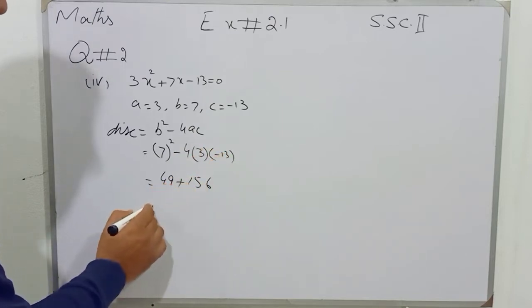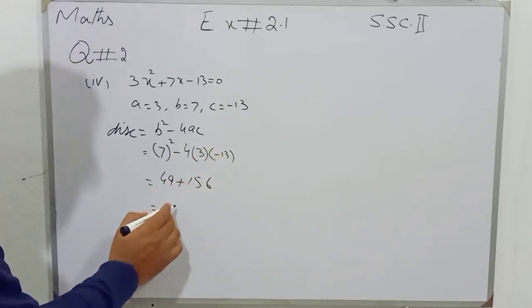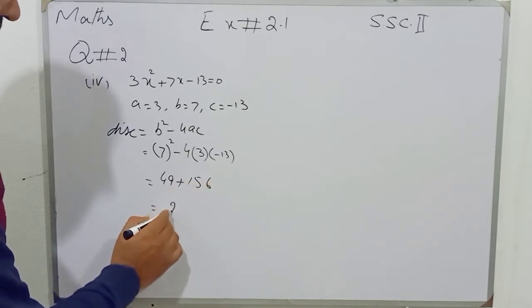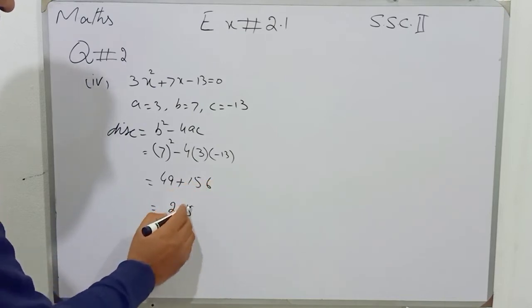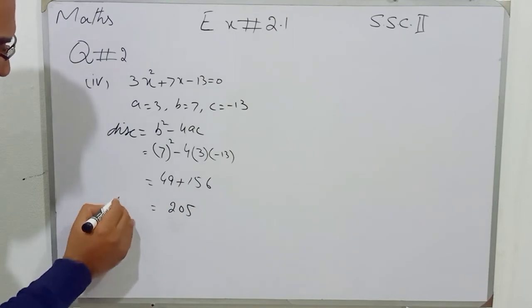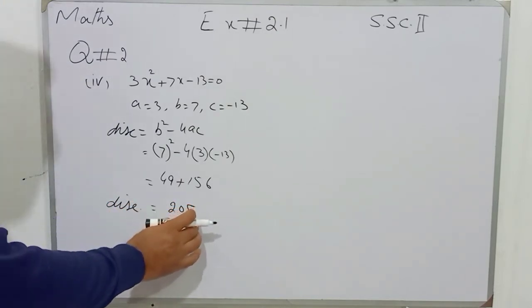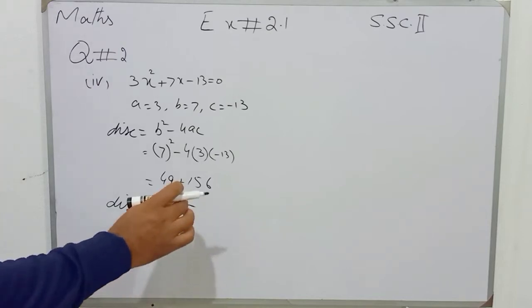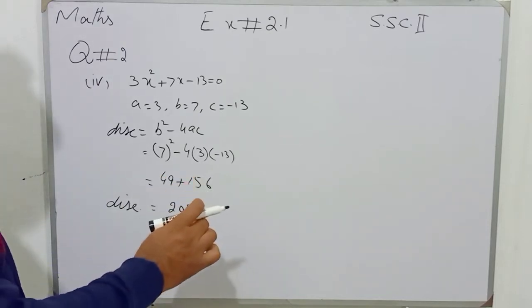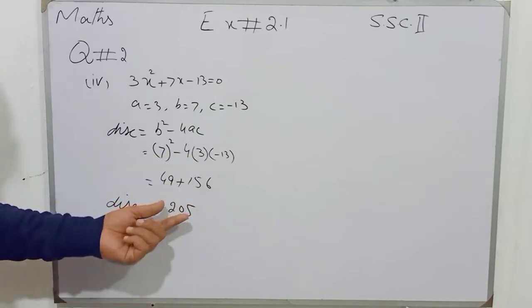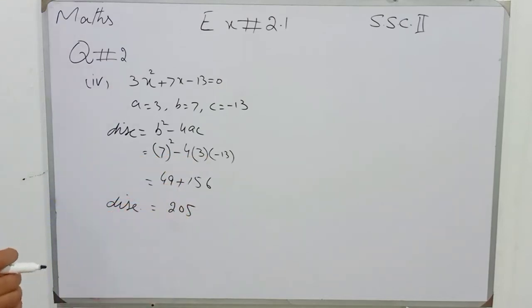Sum of 49 and 156, we will have 205, and students, our discriminant is 205, that is greater than 0 but not a perfect square. So roots will be unequal and irrational. So we have to verify that the roots are irrational and unequal.